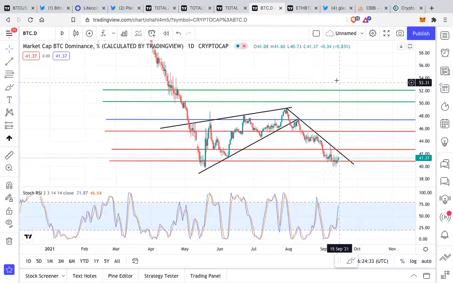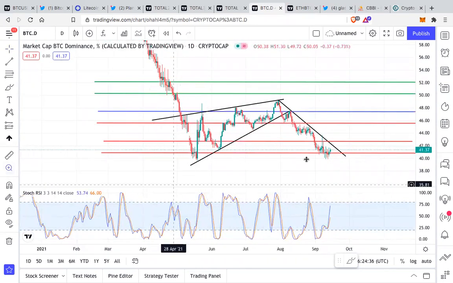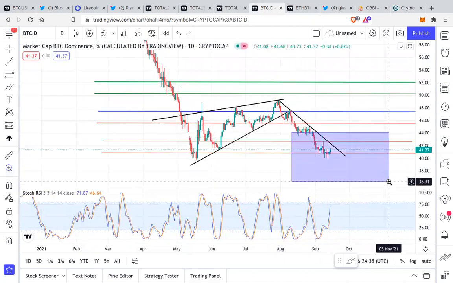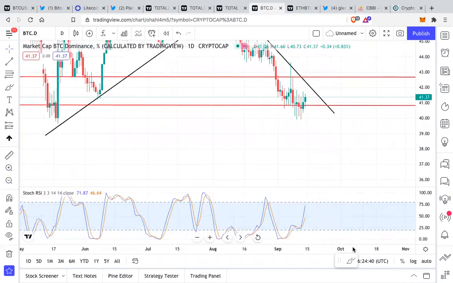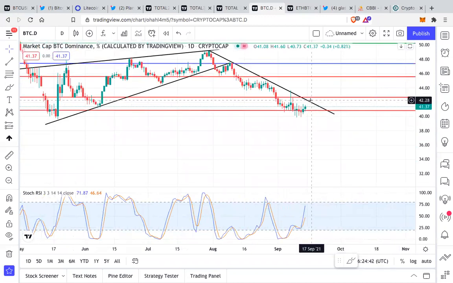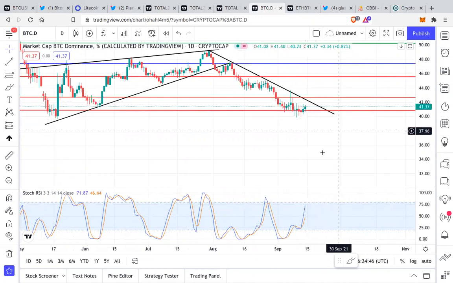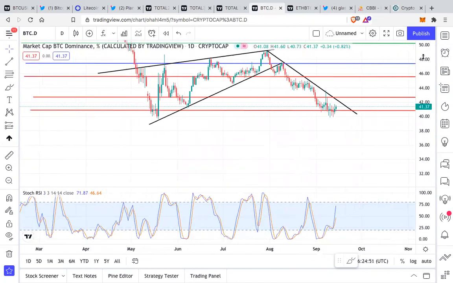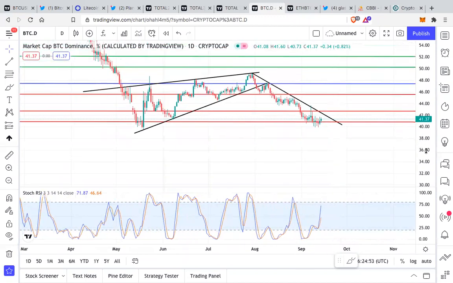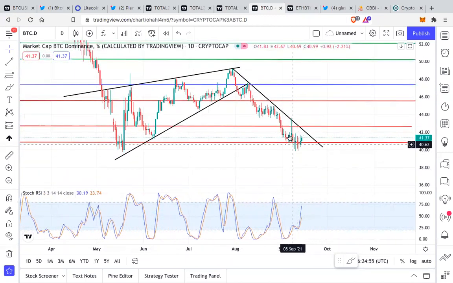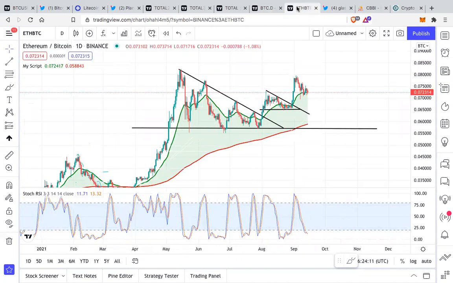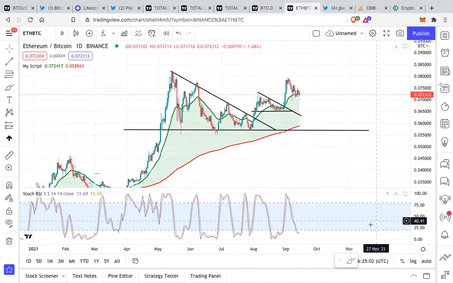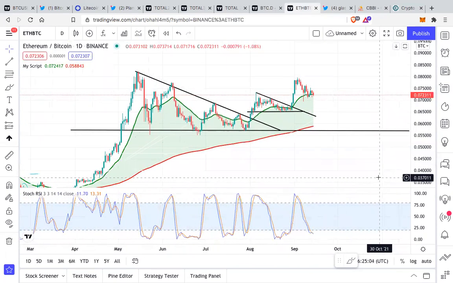If you look at the Bitcoin dominance chart, again, it's following our trend line. You can see this black trend line, which is acting as resistance, and it's completely getting rejected by this trend line. So it is likely to go lower, and that is good news for every altcoin holder, because we want our altcoins to pump, and for that the Bitcoin dominance has to drop, which it is doing.